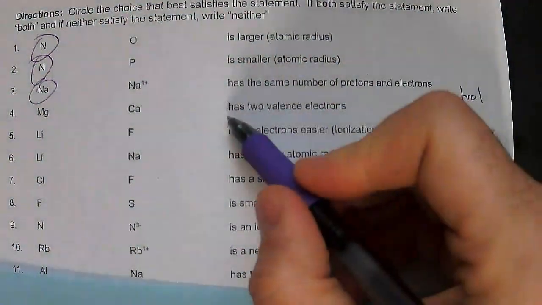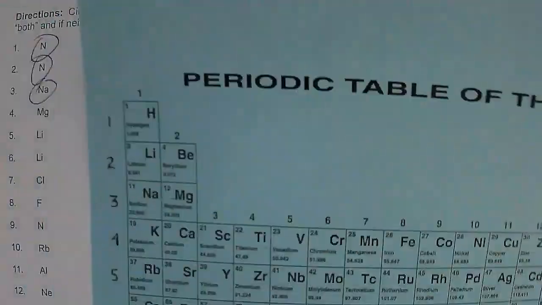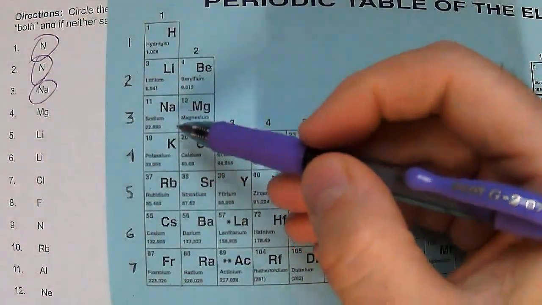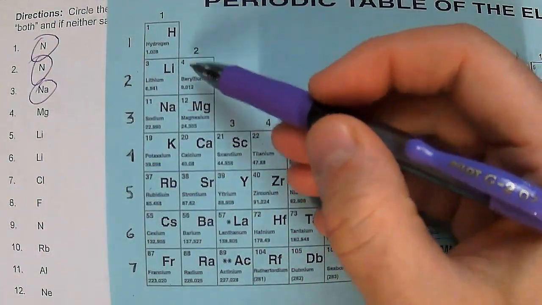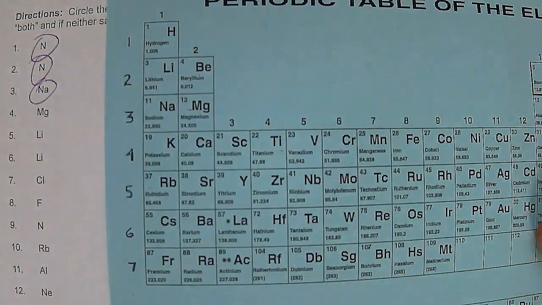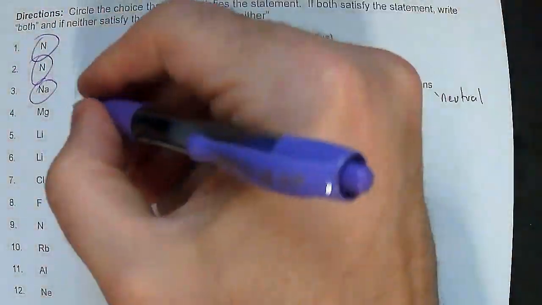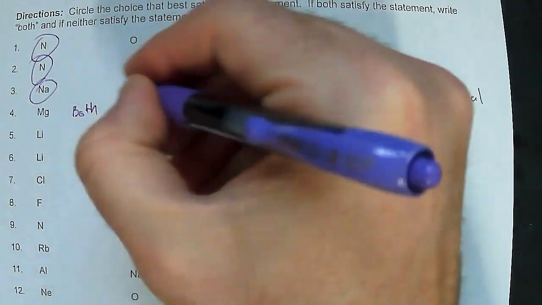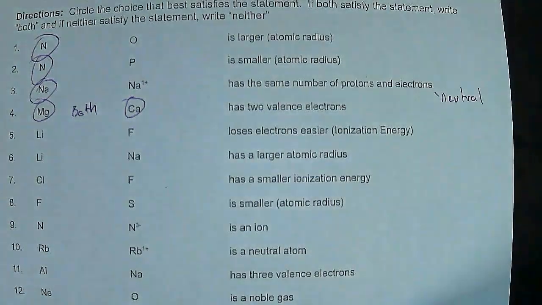2 valence electrons, okay, Mg and Ca. So Mg and Ca are right here. It's in group 2, so that has 2 valence electrons, so this is both. Or I guess if you circled that, that's good.